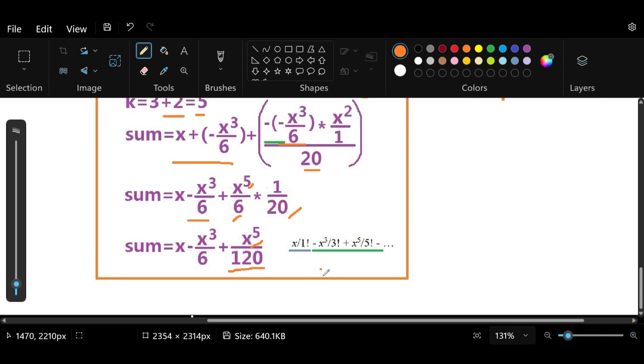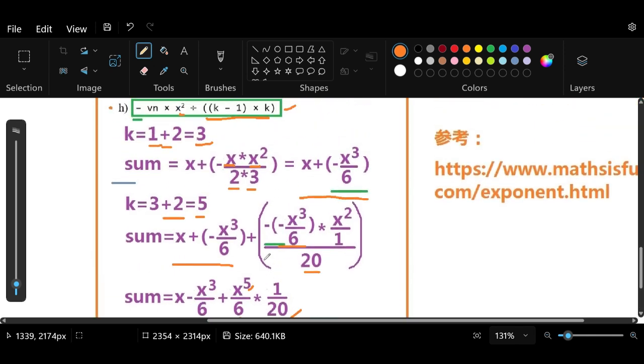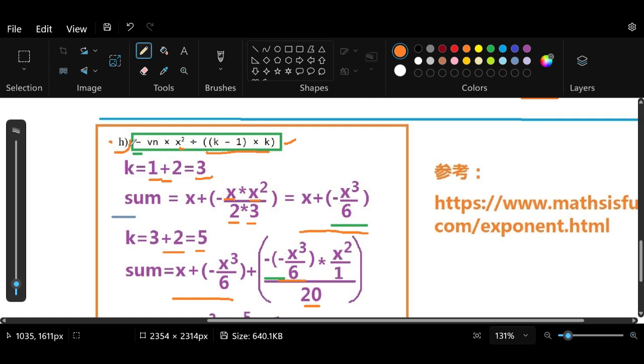And if we look at the pattern that we're going for, x divided by 1 factorial is this one, minus x cubed divided by 3 factorial, it's this one, and we have to do a plus. X to the fifth divided by 5 factorial gives us this. So the correct answer would be letter H.